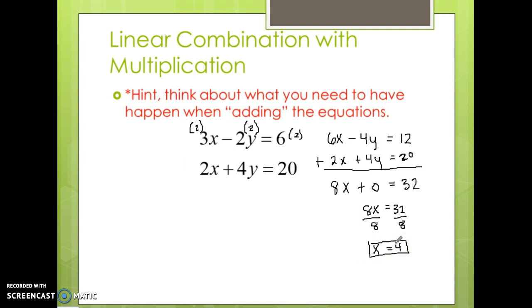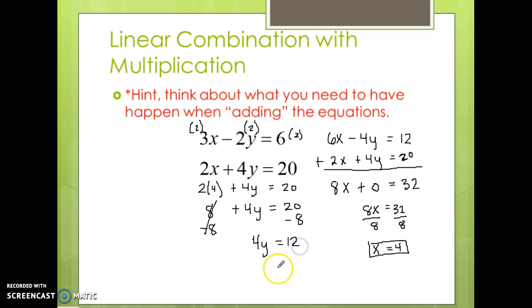Now looking to find what y is, you're going to take that value of x and plug it into one of the equations. I would choose the equation that you didn't change. So this one, plugging in 4: 2 times 4 plus 4y equals 20. 2 times 4 is 8, plus 4y equals 20. And then combining like terms on one side, so subtract 8. Inverse operations here gets us these two to cancel out, and 4y equals 12.